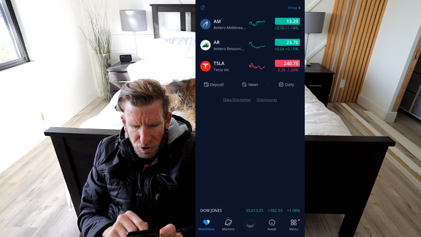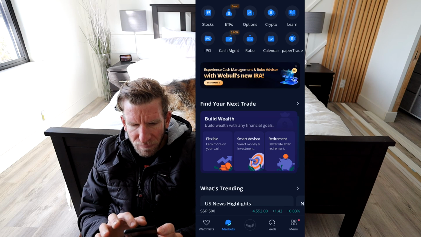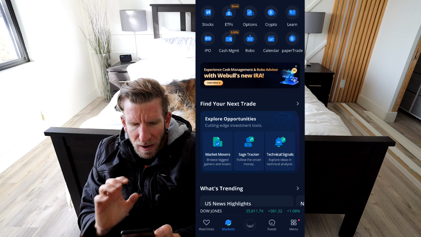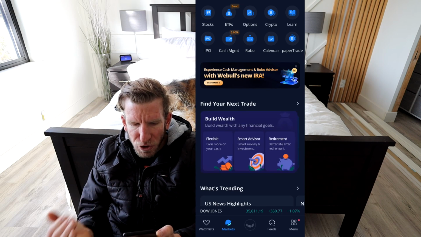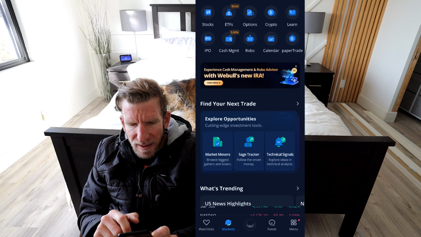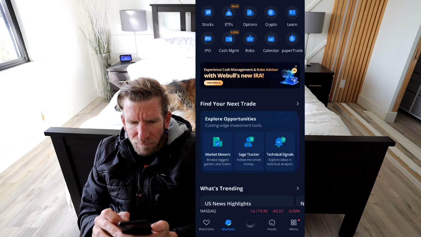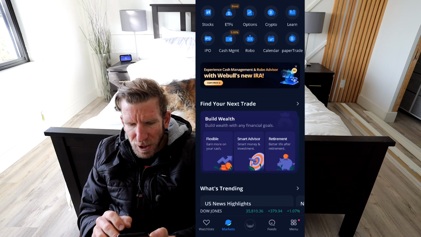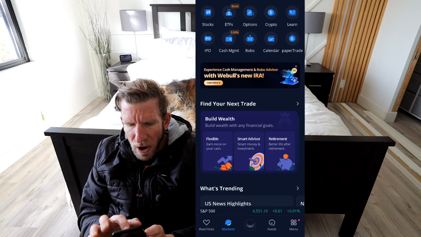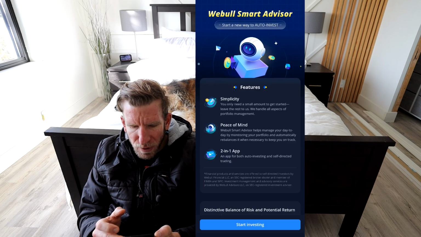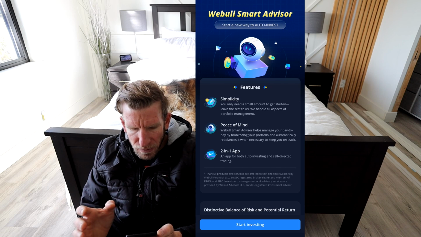Now, lastly, bottom of your screen, you hit the Markets tab. And there's a lot of stuff on Webull. Again, right there in the middle of your screen, the IRA, below that, build your wealth, flexible, smart advisor, retirement, trending, news right there. But then at the top, you see stocks, ETFs, options, crypto, learn, IPO, cash management, which is the 5%, Robo. So if you want the robot to invest for you, you fire up Robo and you start investing. There's the fine print there. You can look that over after you start your own account.